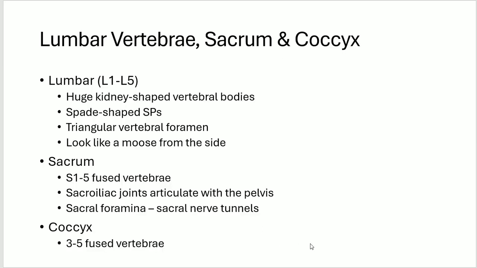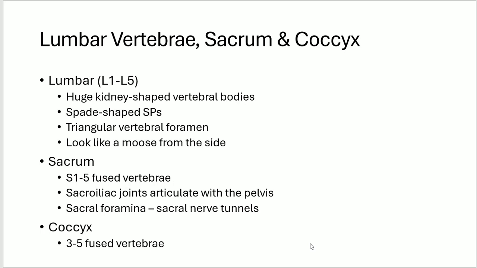Okay. Then we have our lumbar vertebrae, L1 through L5. They are very large. They're kidney-shaped, bean-shaped vertebral bodies. They have more spade-shaped spinous processes. They're big and wide, stick out the back. The vertebral foramen is more triangular shaped, kind of like the cervical vertebrae. From the side, it kind of looks like a moose if you squint.